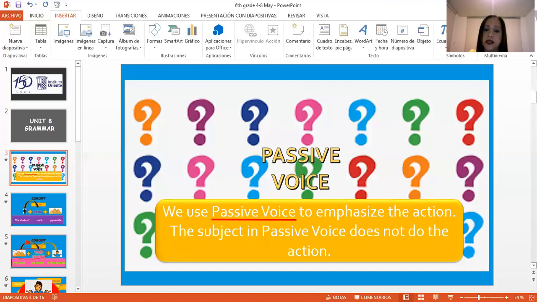Okay, passive voice. We use passive voice to emphasize the action in a sentence. The action is the most important in the passive voice sentence. The subject or the doer in passive voice does not do the action. Yes, somebody does the action, but it's not important. Let's see.